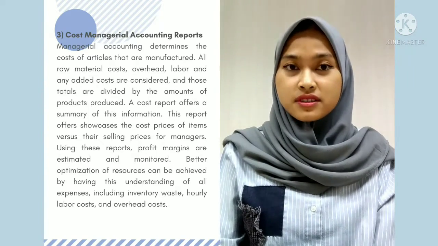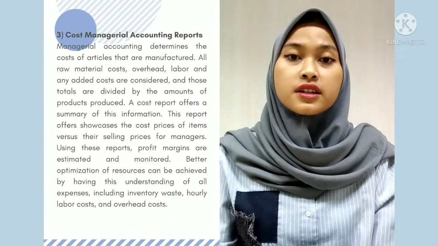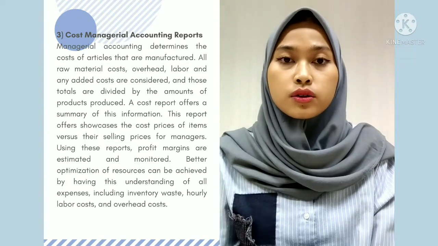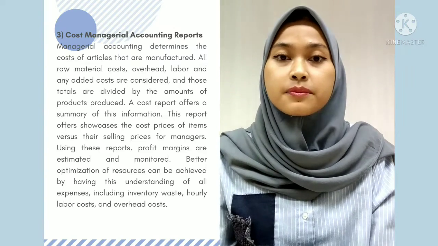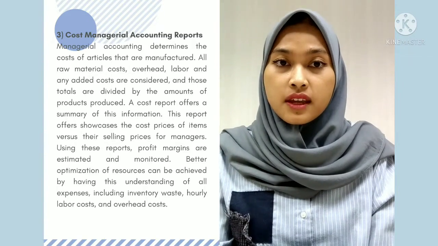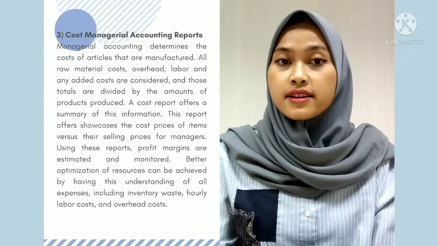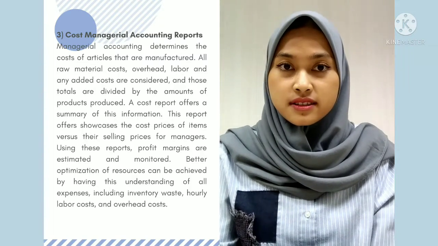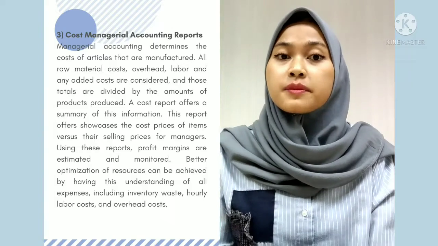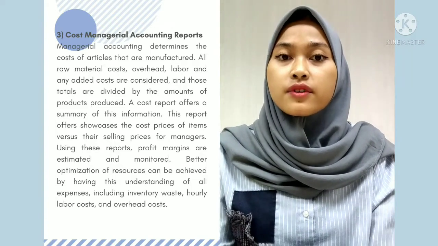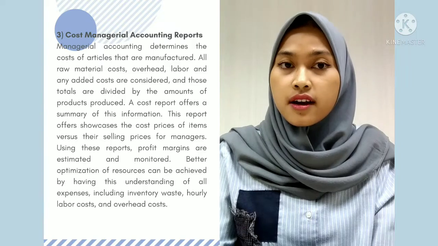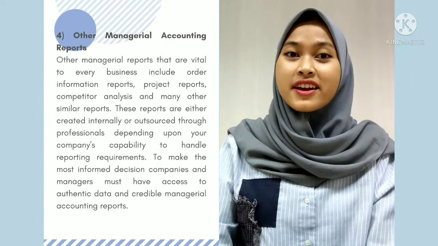Cost managerial accounting reports. Managerial accounting determines the cost of the articles that are manufactured. All raw material costs, overhead, labor, and any added costs are considered, and those totals are divided by the amount of product produced. A cost report offers a summary of this information. This report showcases the cost price of items versus their selling price for managers. Using these reports, profit margins are estimated and monitored. Better optimization of resources can be achieved by having this understanding of all expenses, including inventory waste, hourly labor costs, and overhead costs.